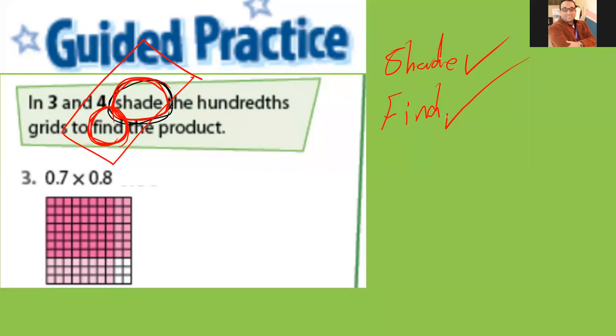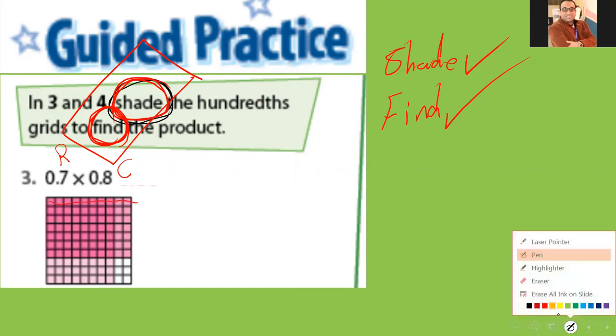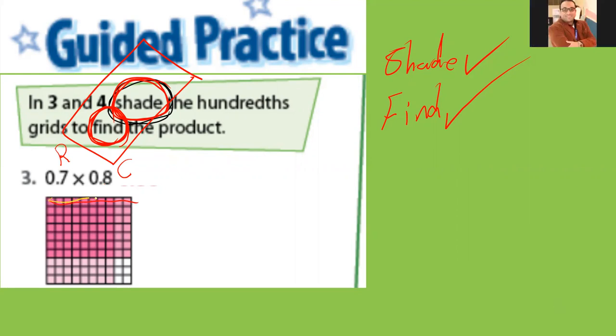Okay, so when we start with shading, in the exam the 100 grid is found already in front of you. You will start to shade. The first one we said is in a column or row? This is in a row, and this one in a column. To represent 0.7, you will shade 1, 2, 3, 4, 5, 6, 7 rows to represent 0.7.